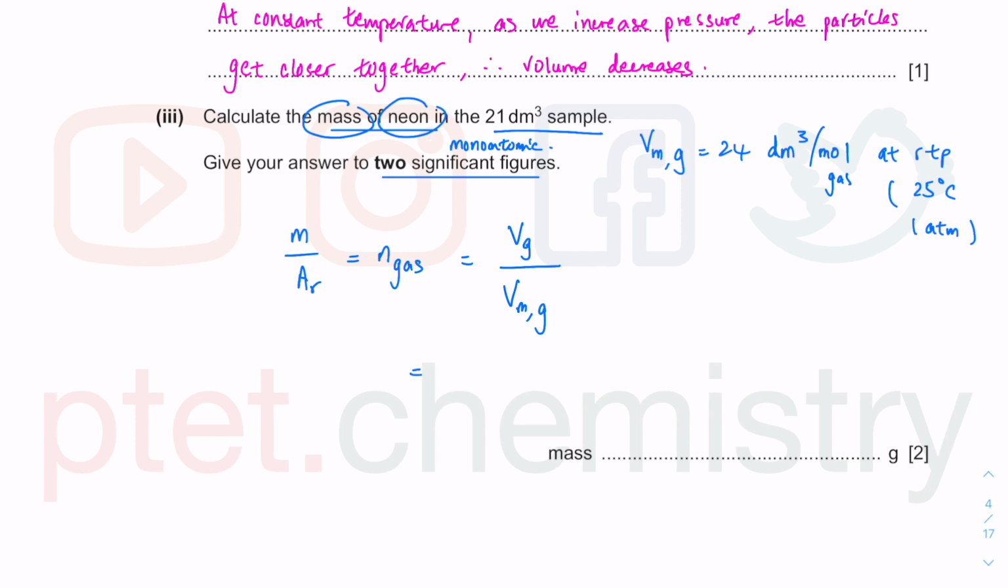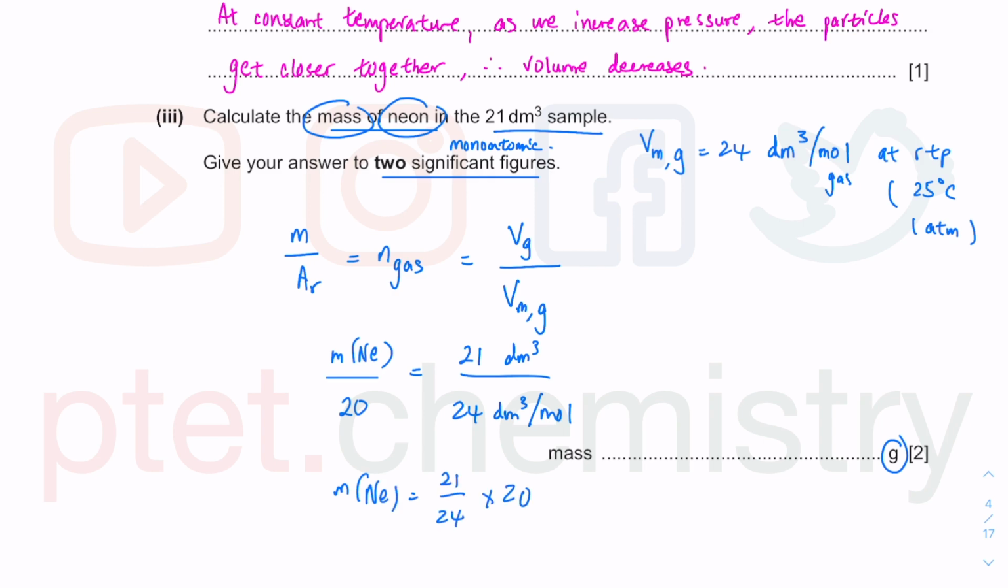So what I do then is I have 21 dm cubed divided by 24 dm cubed per mole. The unit will make sense because mathematically speaking, that is what we are doing. If you look at your periodic table, the relative atomic mass of neon is 20. So that is the mass of neon in gram divided by the Ar, which is 20. So the mass of neon is going to be 21 over 24 times 20. So quite a straightforward question.